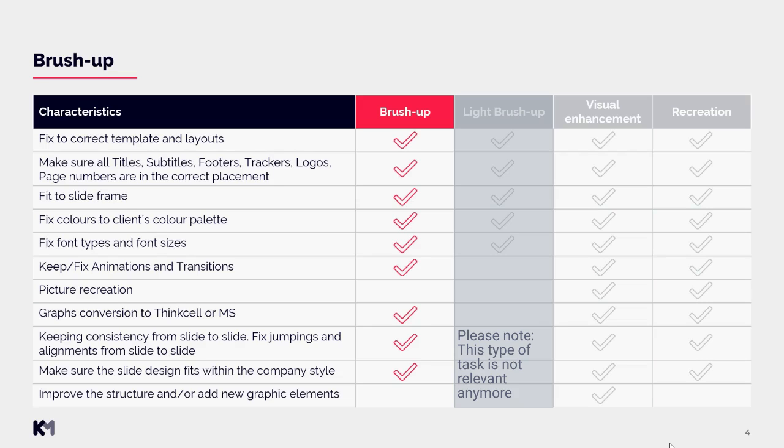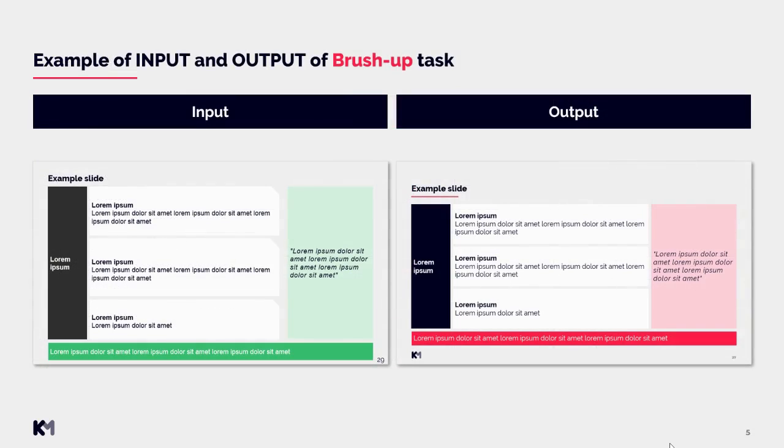You have to fix all the jumpings and alignments in individual slides and from slide to slide. And as well, you have to make sure that the slide design fits within the company style. These are all the steps you have to conduct to make your brush up successful. Here we have an example of input and output of a brush up task.